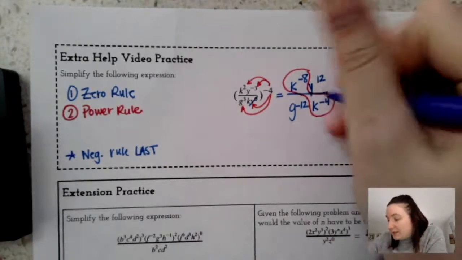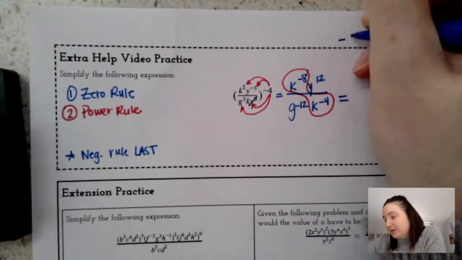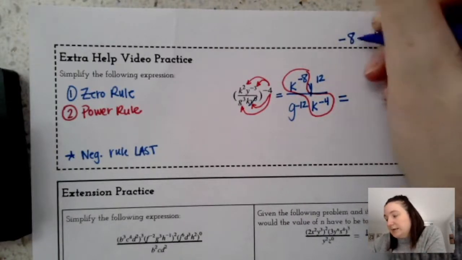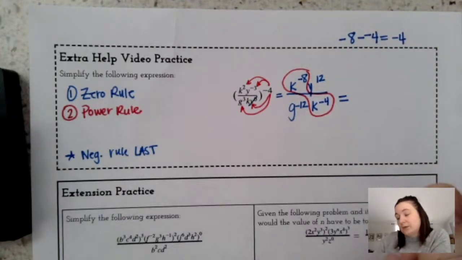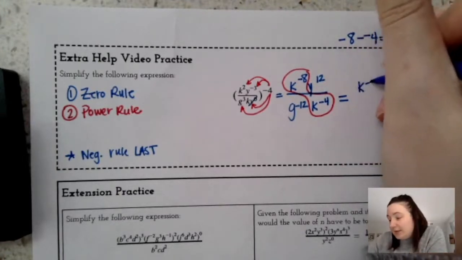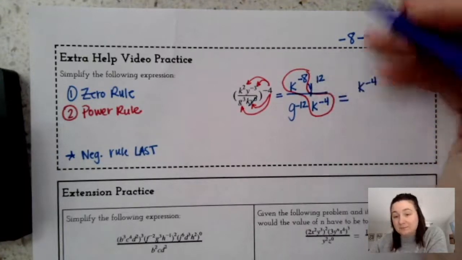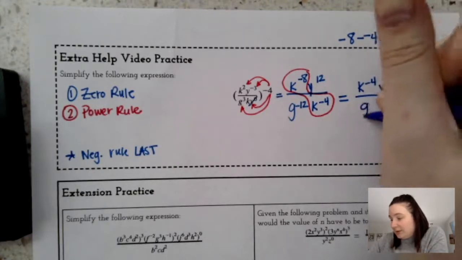So for this, the quotient rule, like I said, we're subtracting, and just be really careful when there's negatives involved. I like to write it out. So -8 minus -4 is -8 plus 4, which gives me -4. So I have k to the -4 on top. Whenever you do the quotient rule, what's left is on top. Y to the 12th, and then g to the -12th.